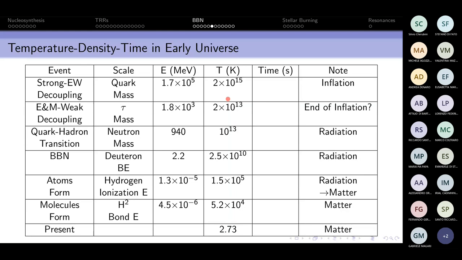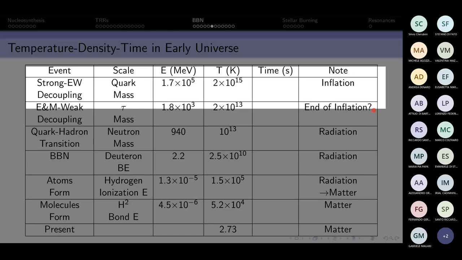So, for example, during this event here, this is called the strong electroweak decoupling. During this first event, that's when quarks form. That's when quarks were able to move around freely. Well, what temperature do we have before a quark can form? So the heaviest quark is the top quark. And so if we take that, that would have to be a high temperature.